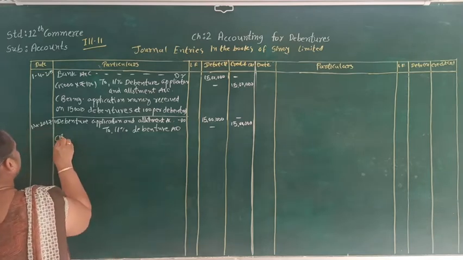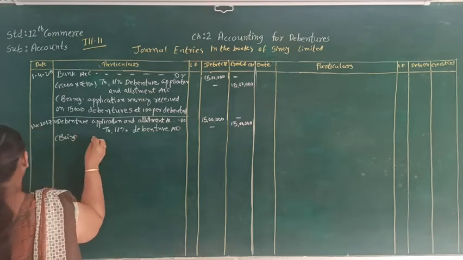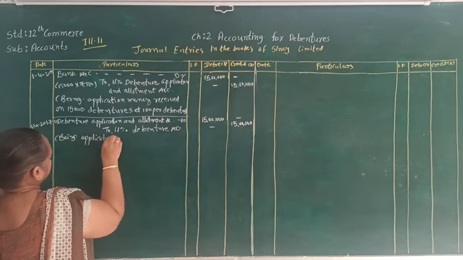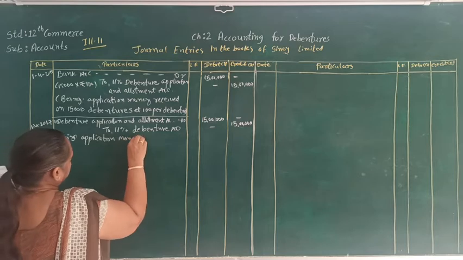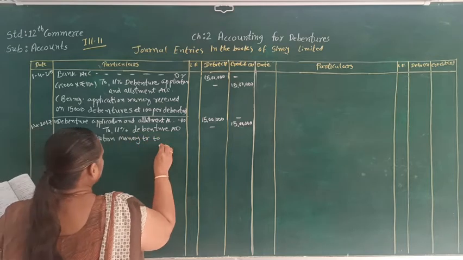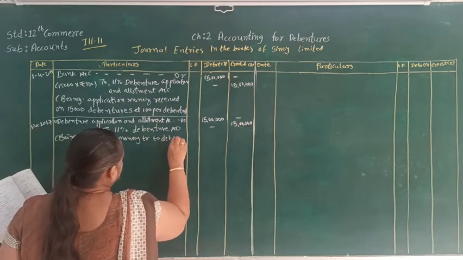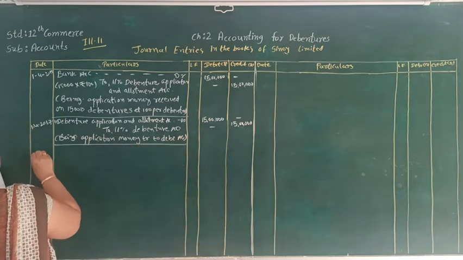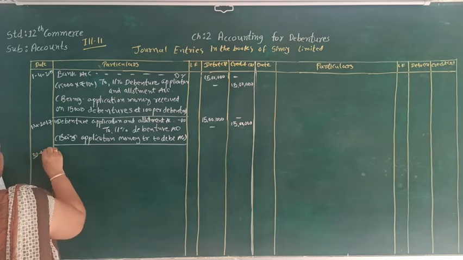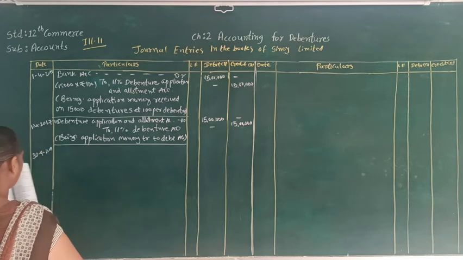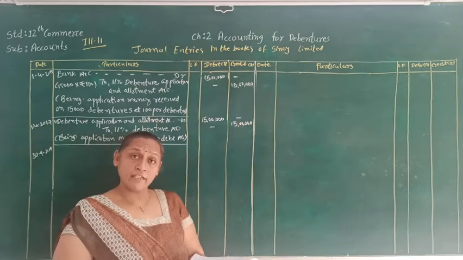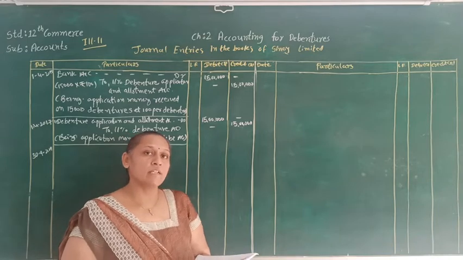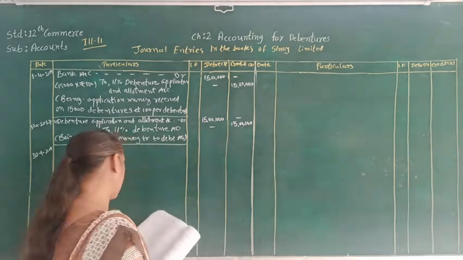So here, application money transferred to debenture account. Now, the next journal entry will be on 30/9/2017, for the interest on debenture account debit to debenture holder account and TDS payable account. That journal entry is supposed to be passed.